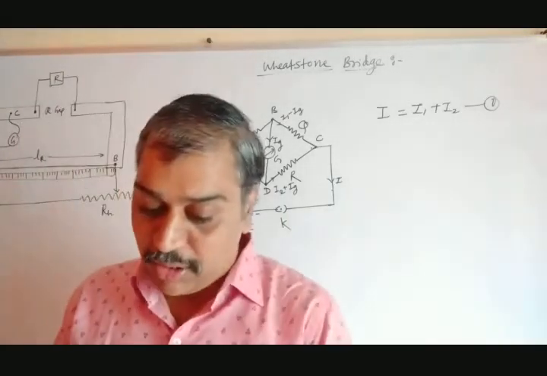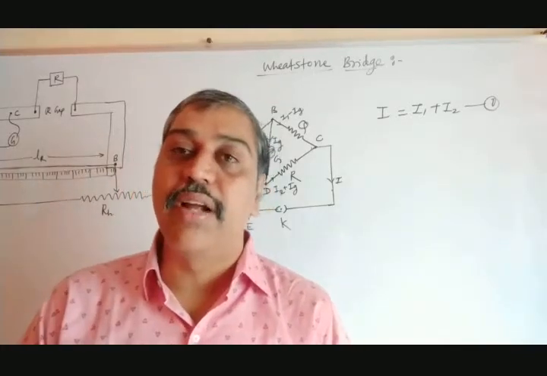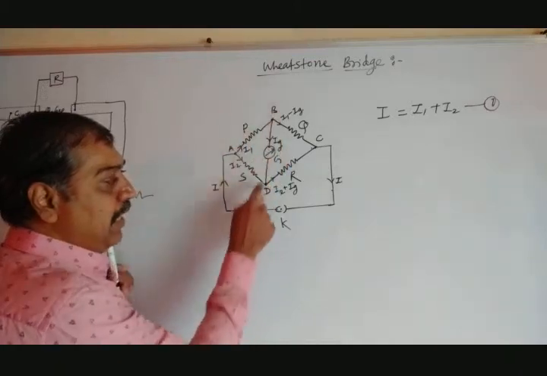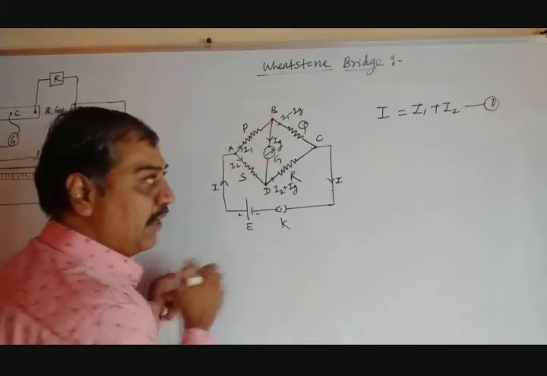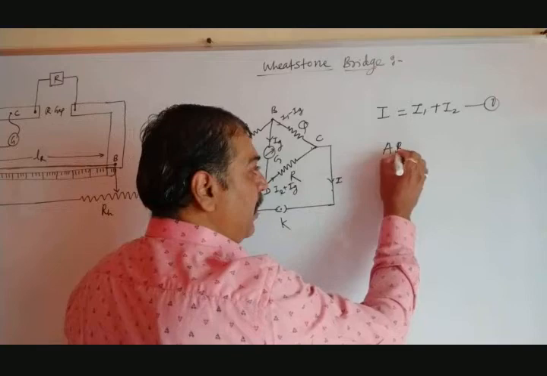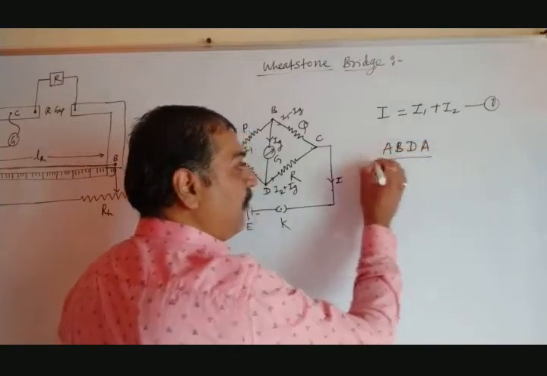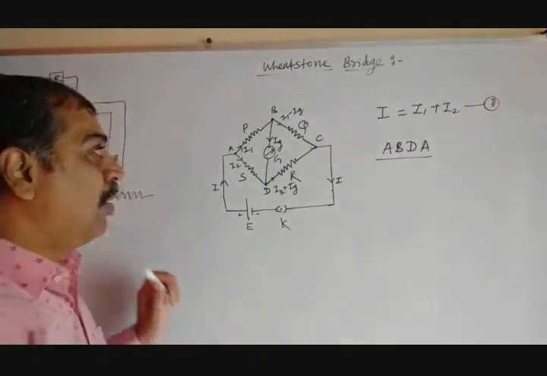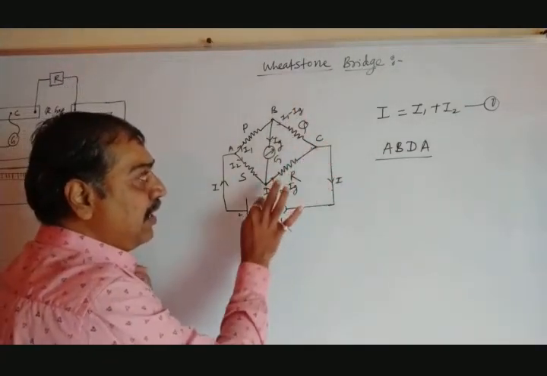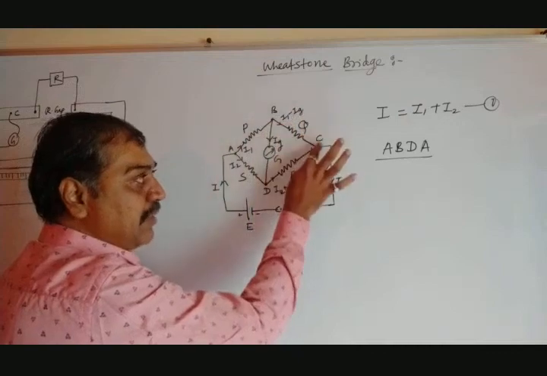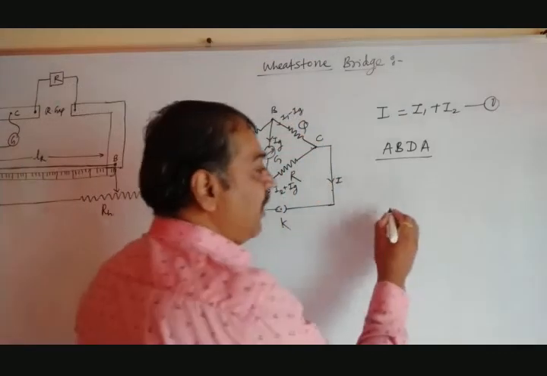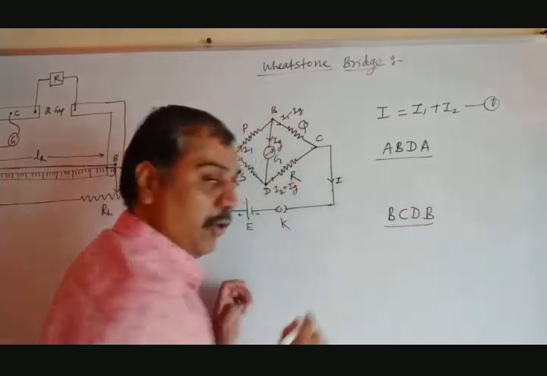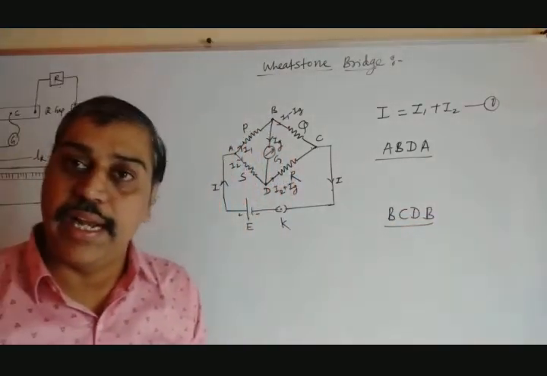So what are the Kirchhoff's law conditions that we have to consider? We have to consider the closed loops. How many closed loops are here? The first loop is A, B, D, A. Apart from this, the second loop is B, C, D, B. So these are the two independent loops here.